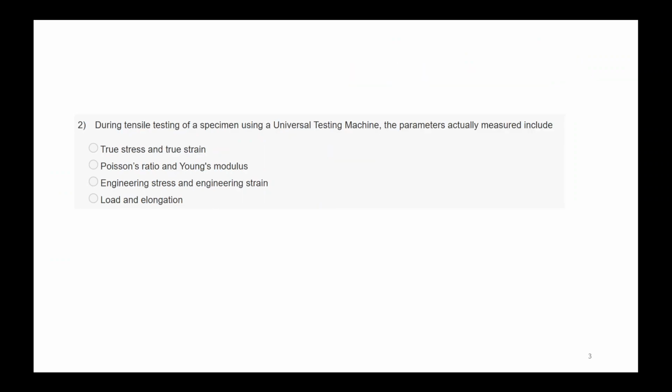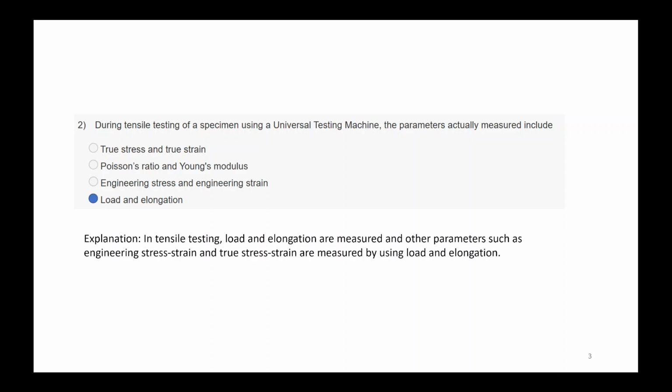Second question is, during tensile testing of a specimen using a universal tensile machine, the parameters actually measured include: options are true stress, true strain, or Poisson's ratio and Young's modulus, or engineering stress and engineering strain, or load and elongation. So your answer will be load and elongation.